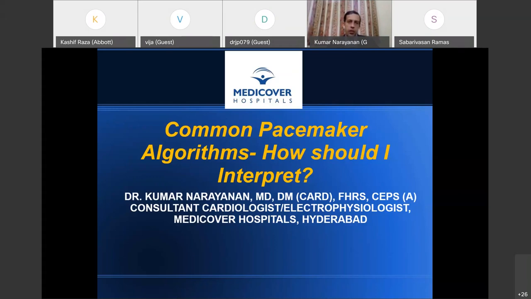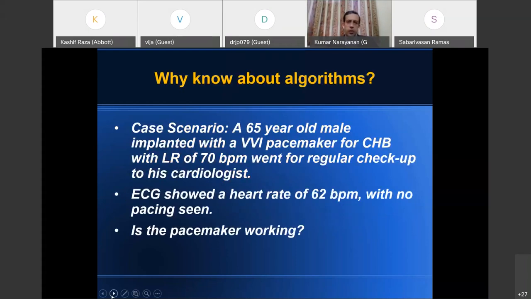And secondly, if you encounter certain behaviors of the pacemaker, you should be able to understand what's going on. So we'll begin with an illustrative case example. It was a 65-year-old male who had been implanted with a single chamber VVI pacemaker for complete heart block, and the lower rate limit was set at 70 beats per minute. You will recall from our first session that the lower rate limit is that below which the pacemaker will deliver pacing. In other words, it will not allow the rate to fall below the lower rate limit.